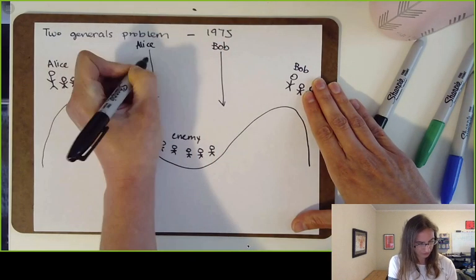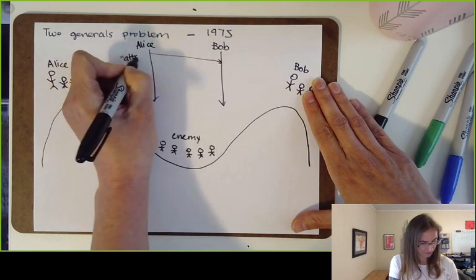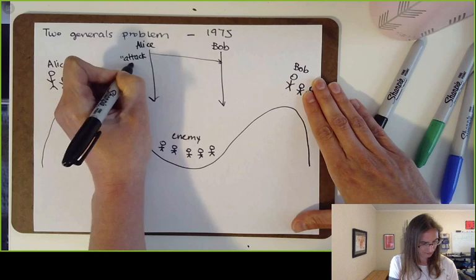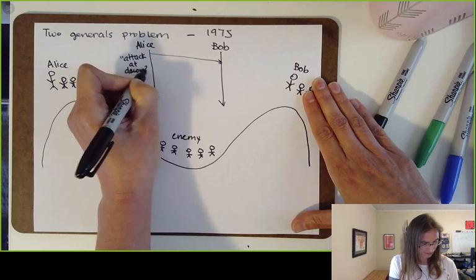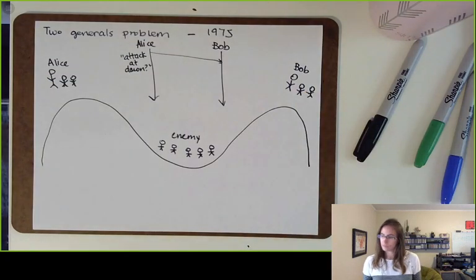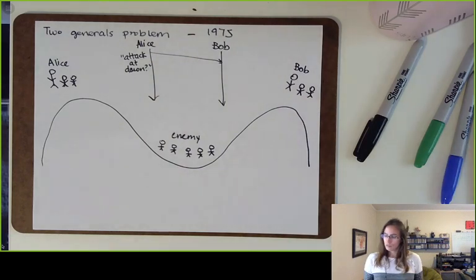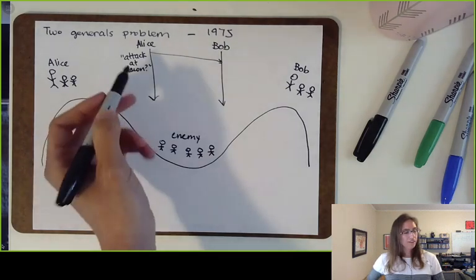So Alice sends a message saying, attack at dawn. Asking, are you in? So let's say that Bob gets the message. So at this point, Bob knows that Alice has proposed to attack at dawn. Well, should Alice go ahead and attack at this point?